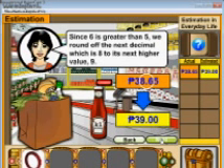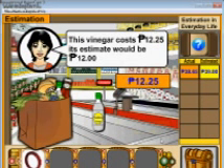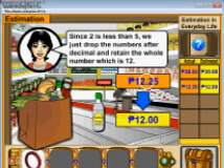Okay, now next. So this vinegar costs 12 pesos and 25 cents. Its estimate would be 12 pesos. Why is that? Since 2 is less than 5, we just drop the number after the decimal and retain the whole number, which is 12. Now next.